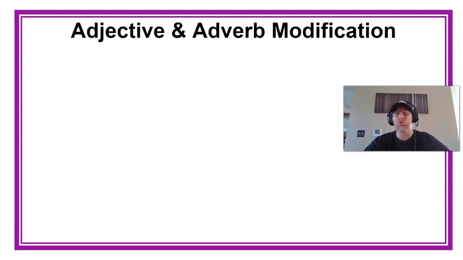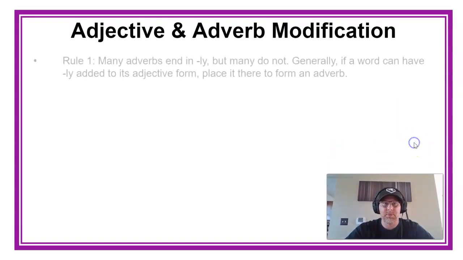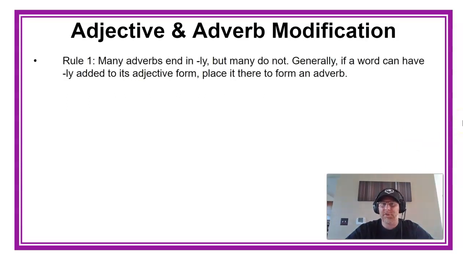And there are 5 rules that go along with adjectives and adverbs when you need to change them to make them fit in a sentence, okay? The first is that many adverbs are going to end in ly. They're not all going to end in ly, but generally, if you can add ly to an adjective, then it's going to become an adverb.